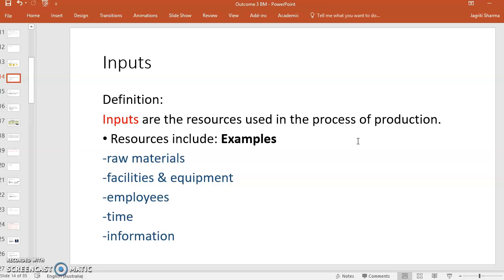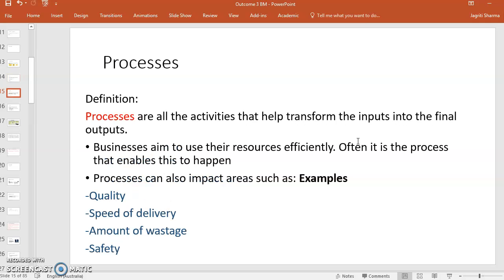So employees, which are also called your labor, are really important for your business. They are also a part of your input, because when you input the labor, that's when they start working through the process and give you a final output. Now, time and information are all your inputs for any business. Now the next step was processes.